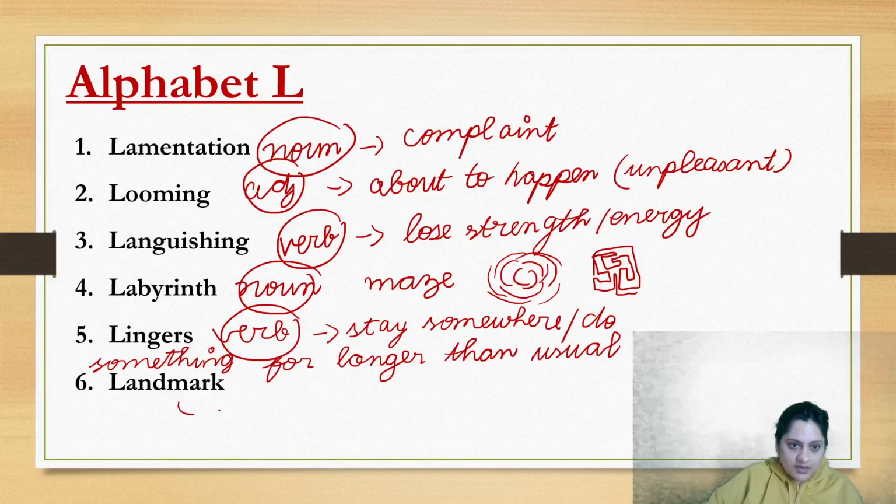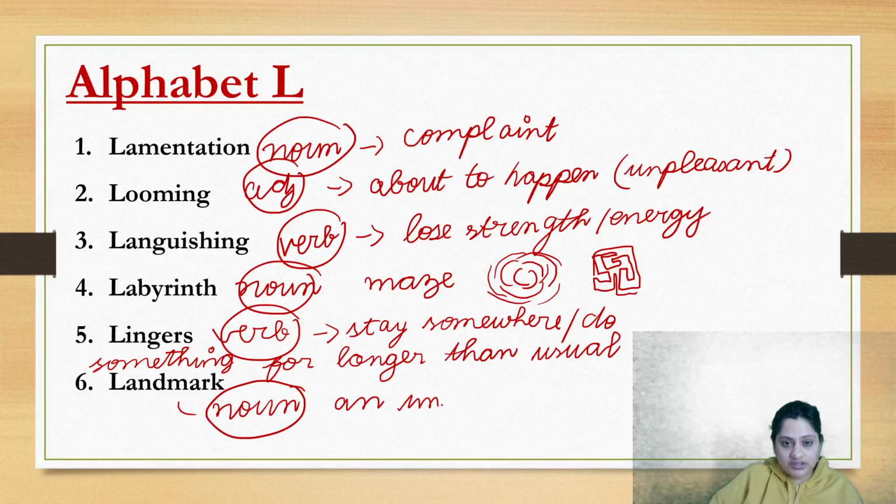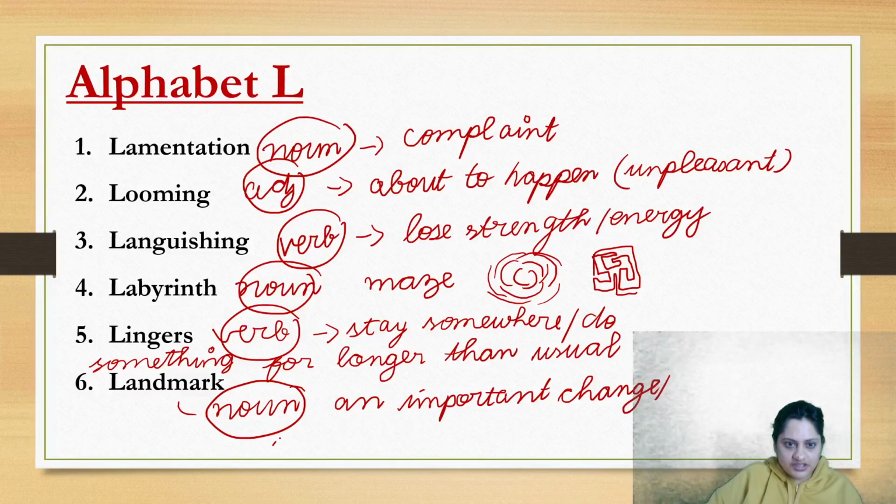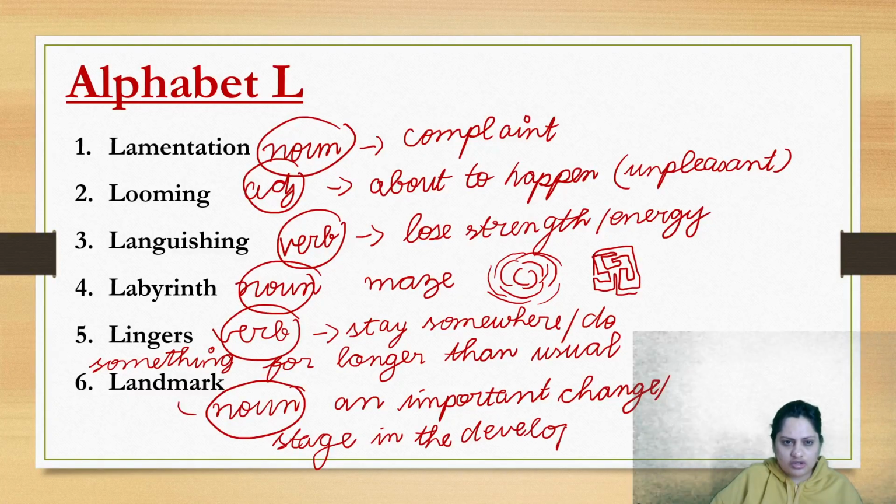Landmark. Landmark is a noun word meaning an important change or stage in the development of something. An important change or stage in the development of something. Landmark. It was a landmark decision. Also, we use it as an adjective. Okay, an important one. A big change, a landmark change.